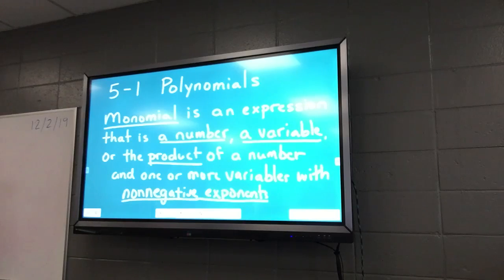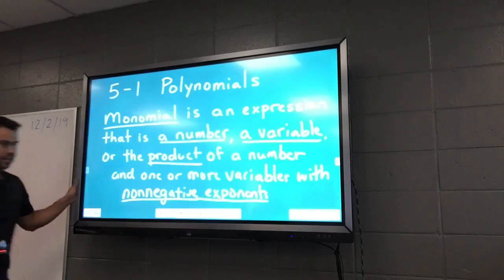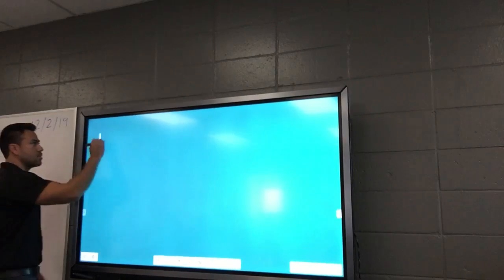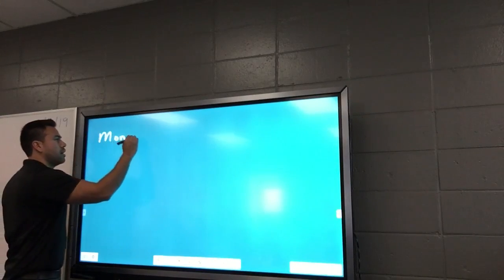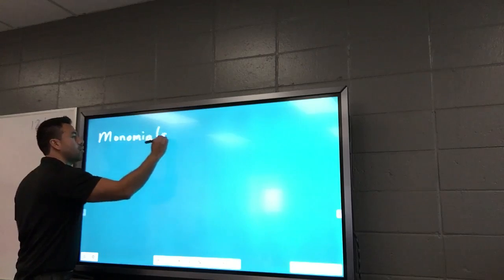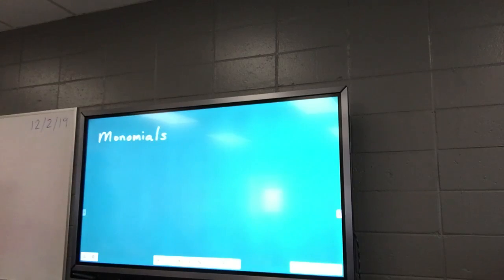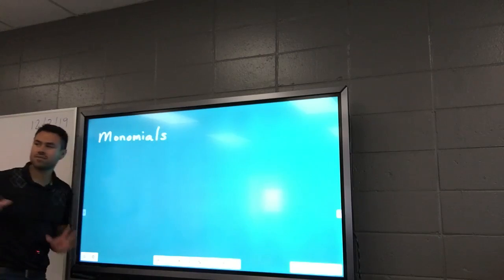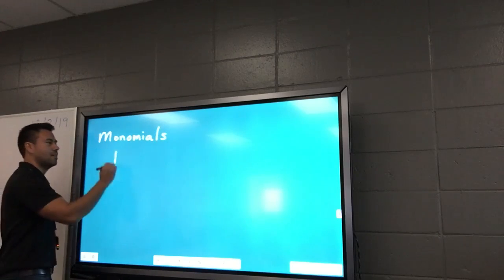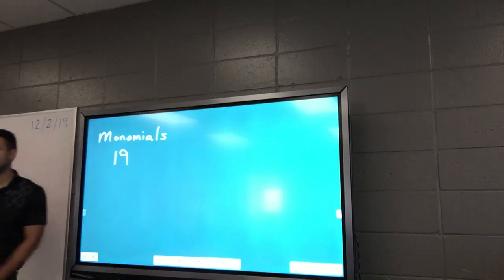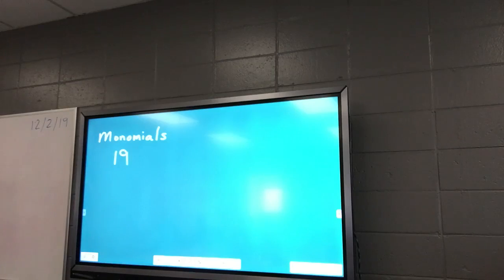Let's look at some examples here so you can get some numbers and some visual aid. Let's look at some examples of what monomials are and what they are not. Here's an example. Ready? It's very difficult for some people. Why is that a monomial according to my definition? Because it's a number. It's a number. That's it. It's a monomial.